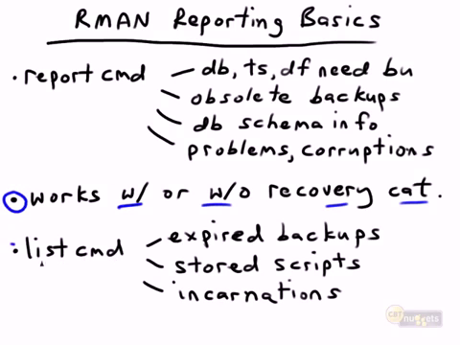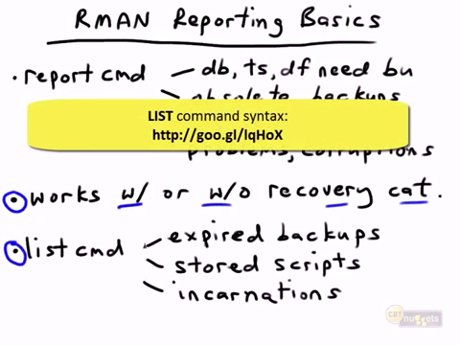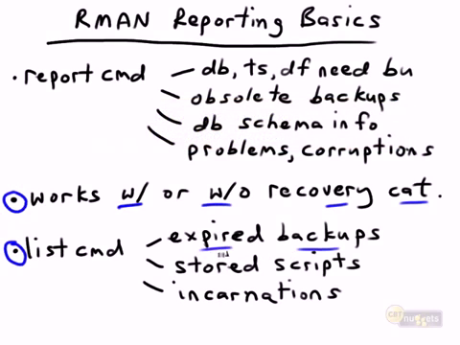There's list and report. Now, list is your in and out fast command. It's going to show you data that needs a backup. It's going to show you expired backups. It's going to allow you to get a good insight in terms of what database backups can be purged if you're not using the flash recovery area. You can query your stored scripts. You can query your incarnations.